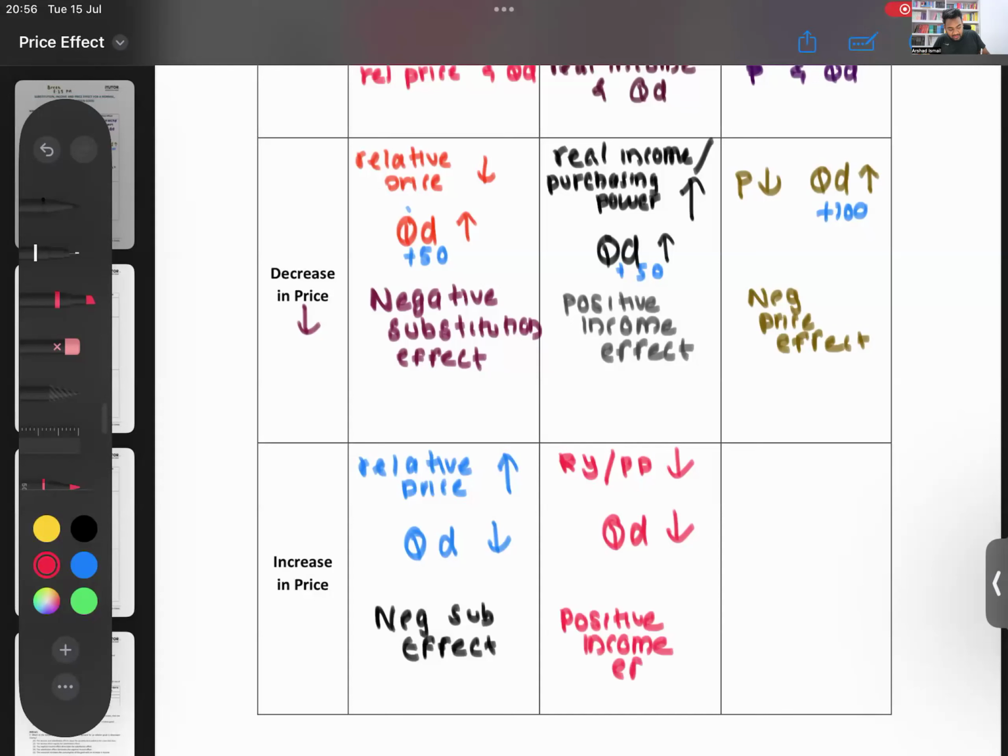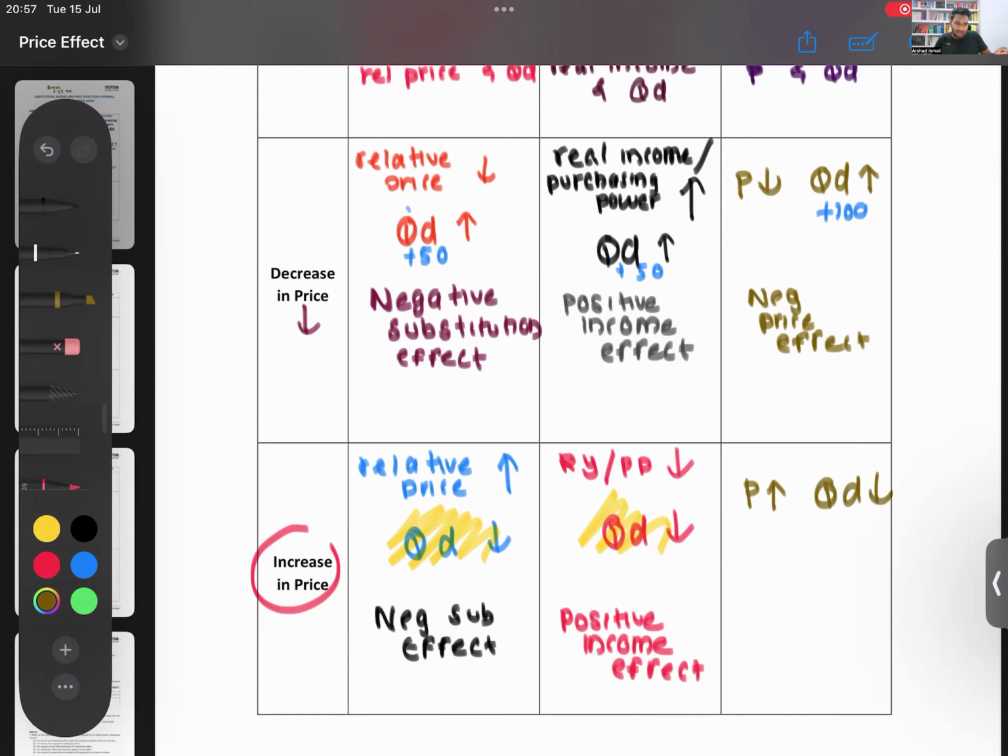So then, R is real income. Then, overall, the price effect. Price effect is the combination of the two. Substitution effect is saying QD will come down. Income effect is saying QD will also come down. So overall, if the price of a good increases, what will happen to QD? For a normal good, QD will decrease. It's a combination of these two.